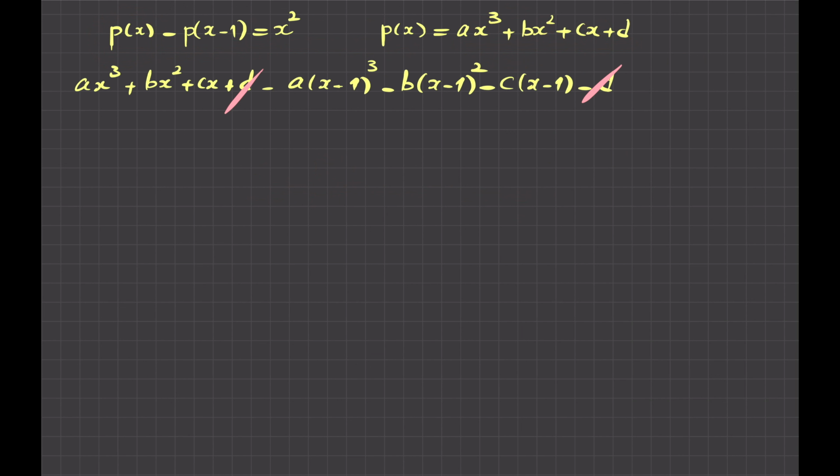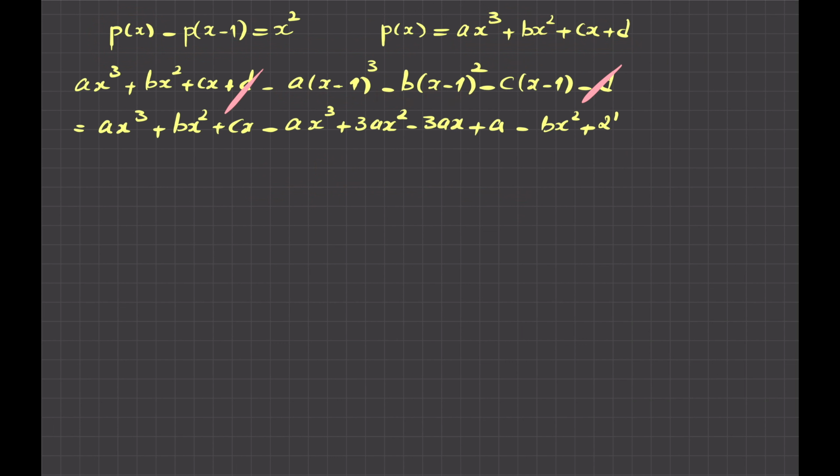So the next row will be ax cubed plus bx squared plus cx minus, I raise it to power 3 and multiply it by minus a. So let us do it in one go. The calculations are simple. So ax cubed, then the next one becomes positive 3ax squared, negative 3ax, and then positive a. The next one I will do the same thing. I square it and multiply it by minus b. So it becomes minus bx squared plus 2bx, and then minus b. And the other one is simply minus cx plus c.